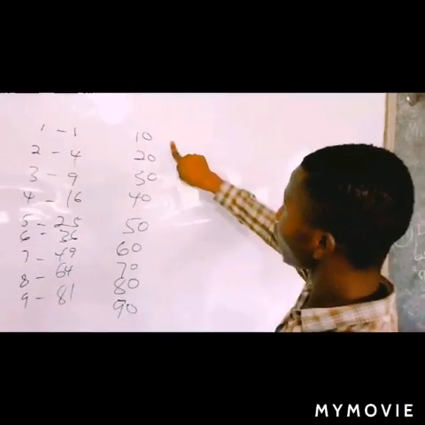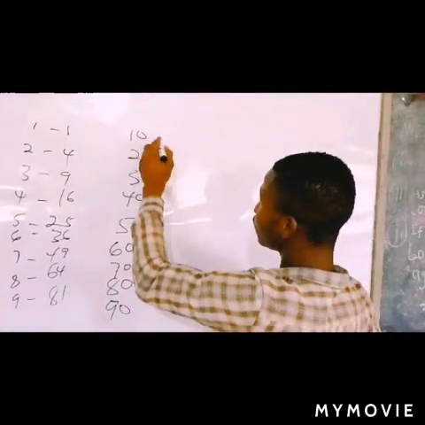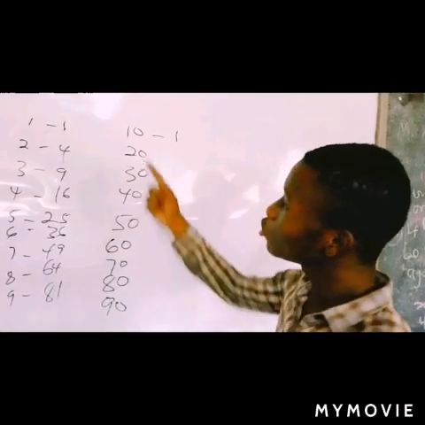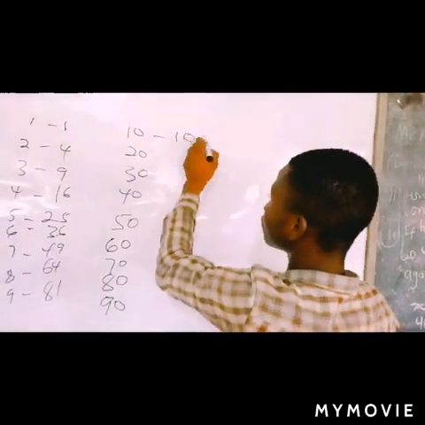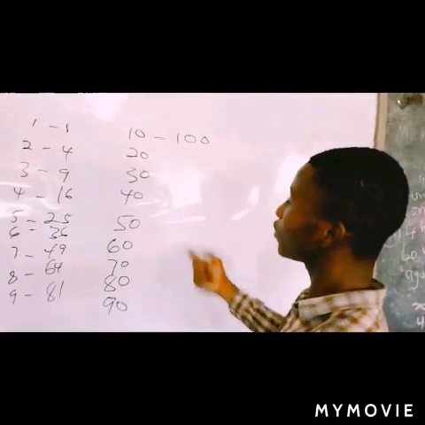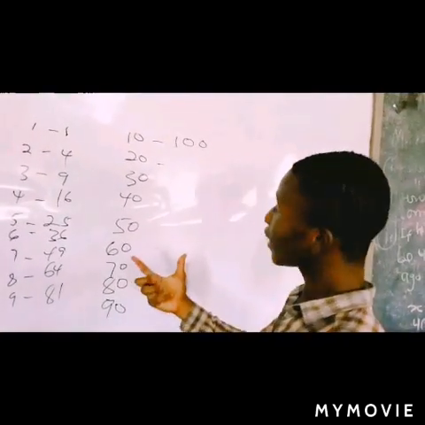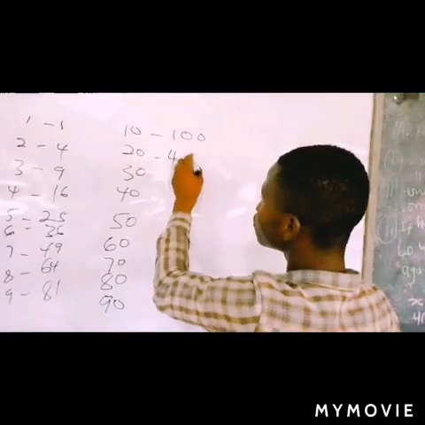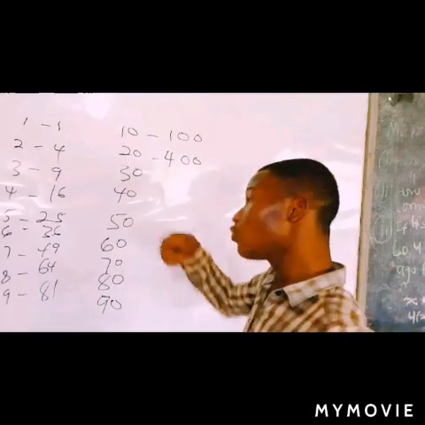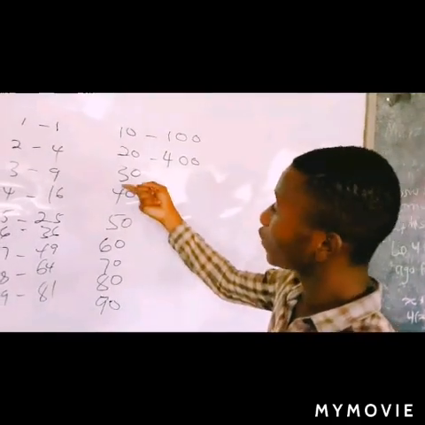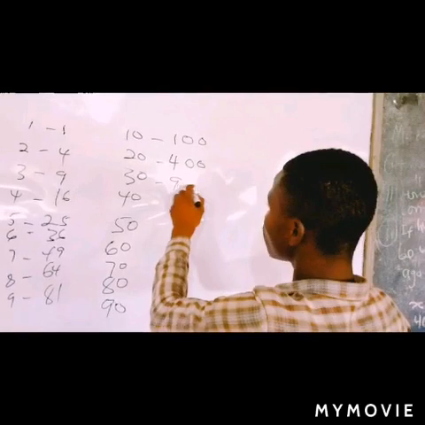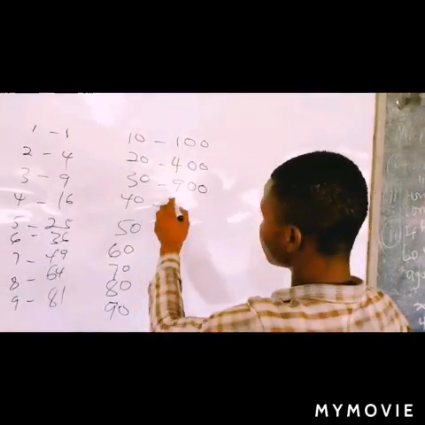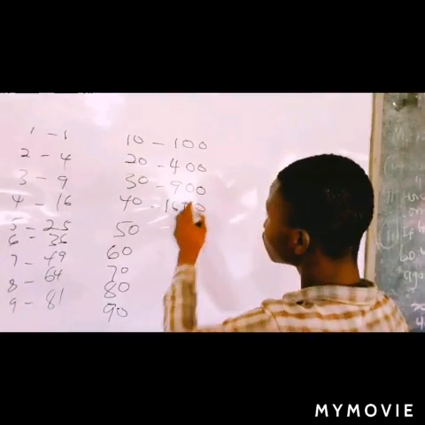We have 10. How to get the square number of 10 is as simple as doing this. We square 1, and squaring 1 is 1. And then we add 2 zeros. So the square number of 10 is 100. 20, we apply the same formula. We square 2 and we have 4. And we add 2 zeros. 30 also takes the same formula. We square 3, we have 9. And then we add 2 zeros. With 40, it also goes the same. We square 4, we have 16. And then we add 2 zeros.